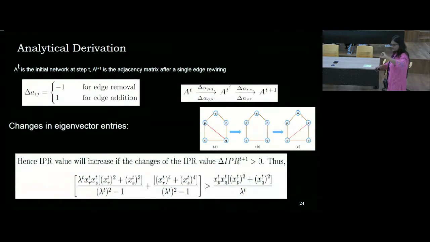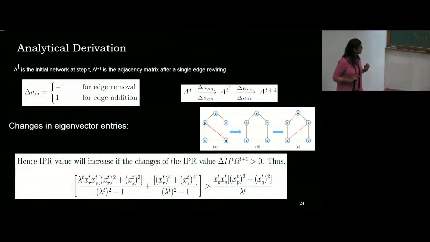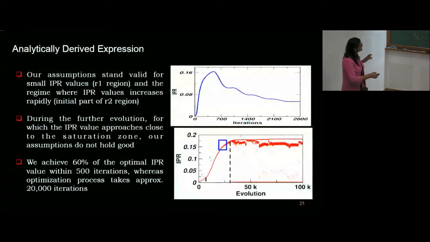So if we rewire in such a manner that we select the nodes P, Q and R, S such that this condition holds, that will lead to an increase in IPR. So without doing any numerical optimization process, just by tracking this and rewiring, we can actually increase the IPR, and we have some results.